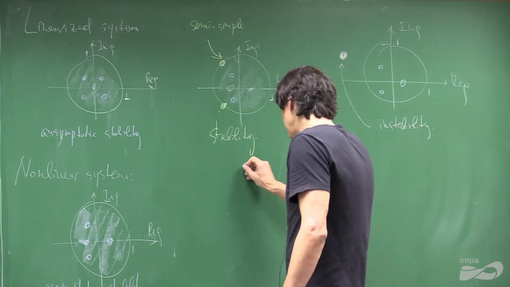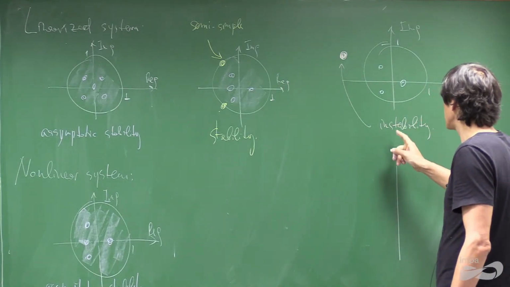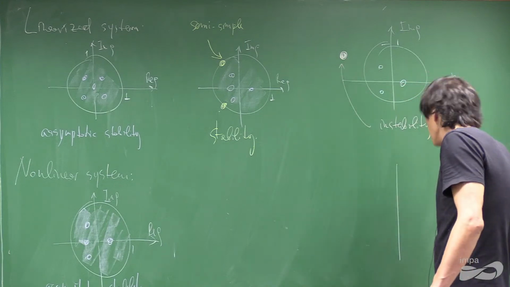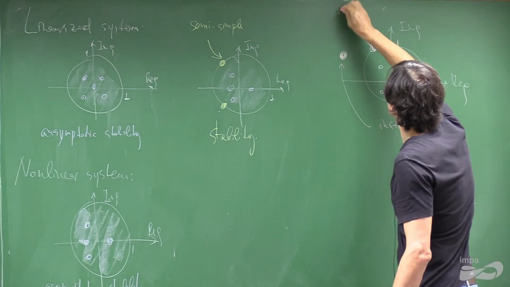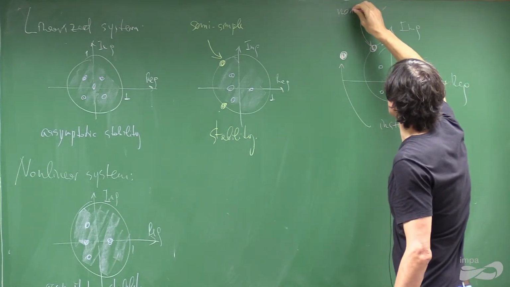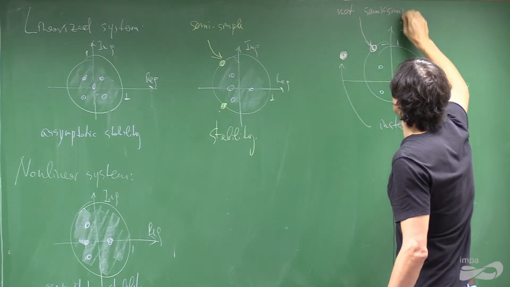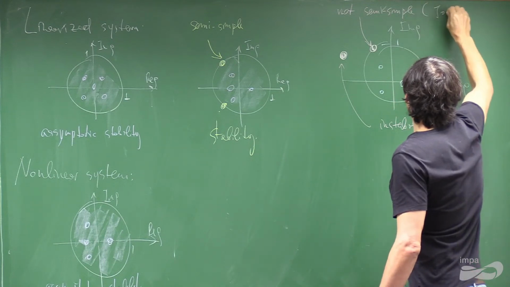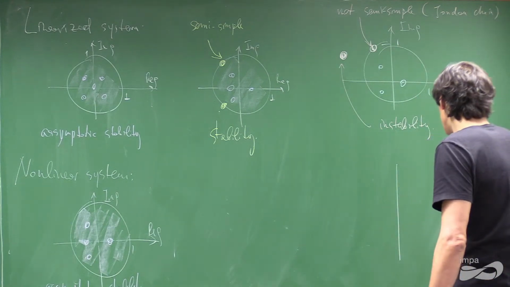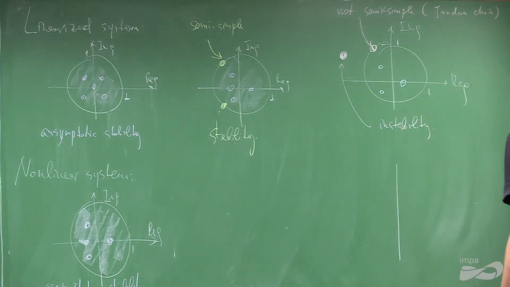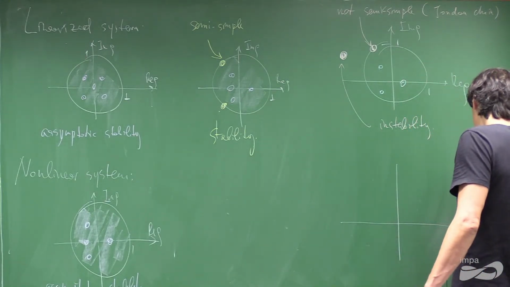We have instability. Here instability are in two cases: when there is an eigenvalue on the imaginary axis, or an eigenvalue on a unit circle which is not semi-simple. So there are Jordan chains. There is a Jordan chain which is associated to this eigenvalue. So for the nonlinear system, it's different.